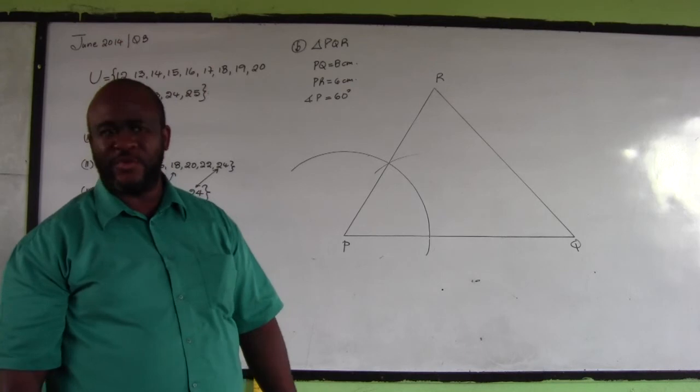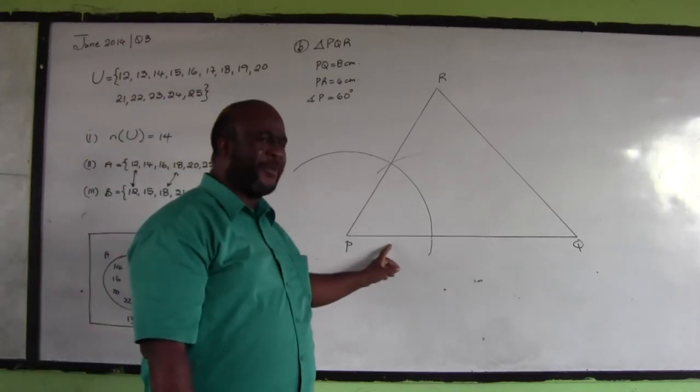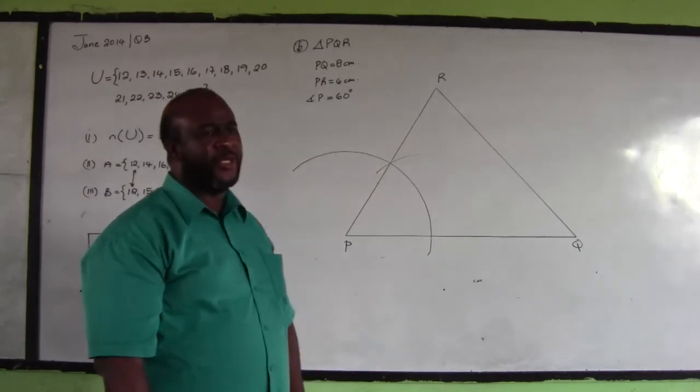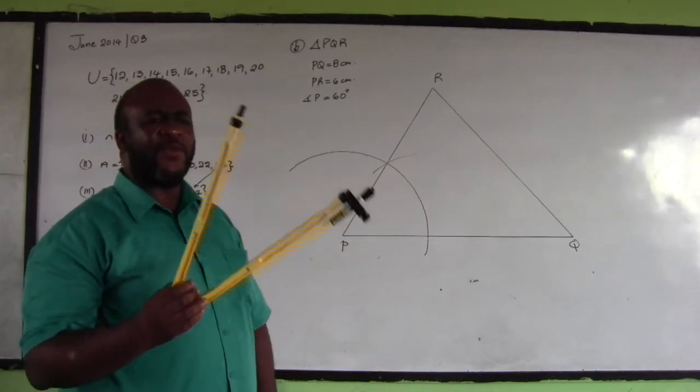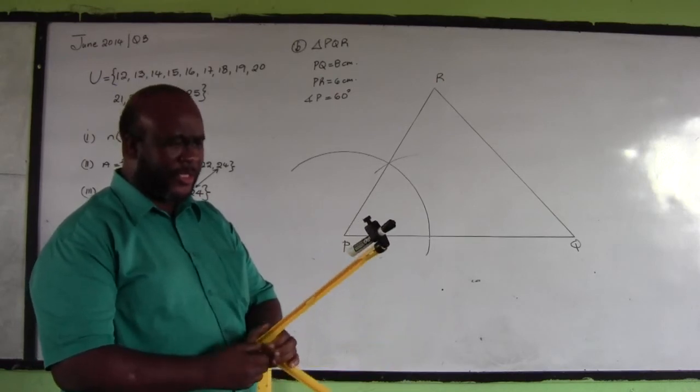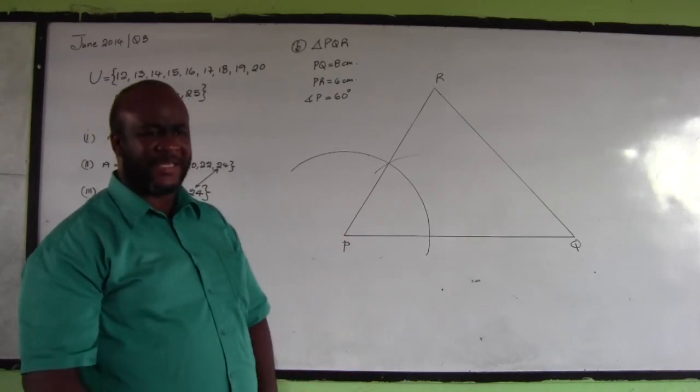This is what they're asking you to do. They're asking you to construct a perpendicular to the line APQ from an external point R. This is what you do. Open your compass to a suitable radius. Please listen to what suitable means in this case.